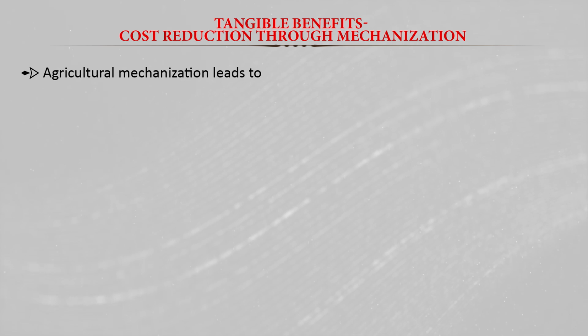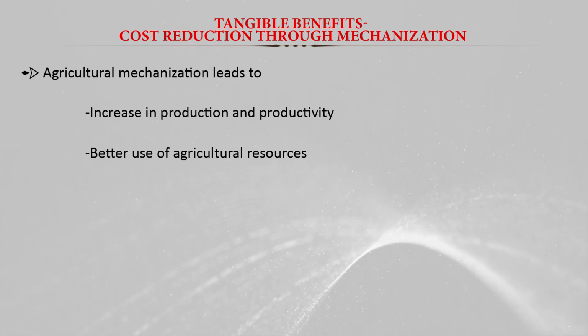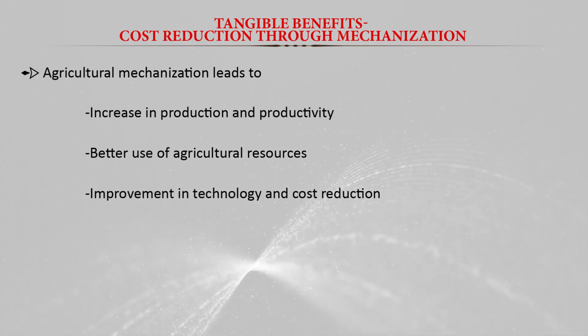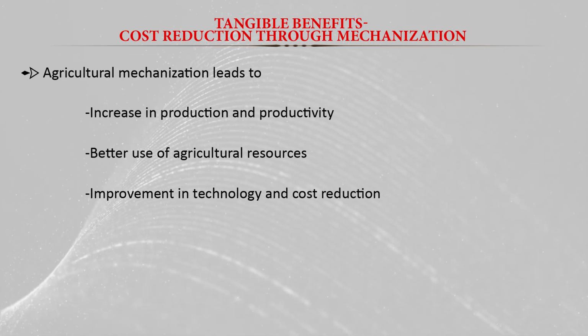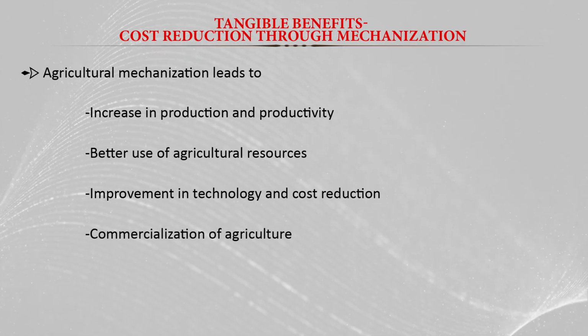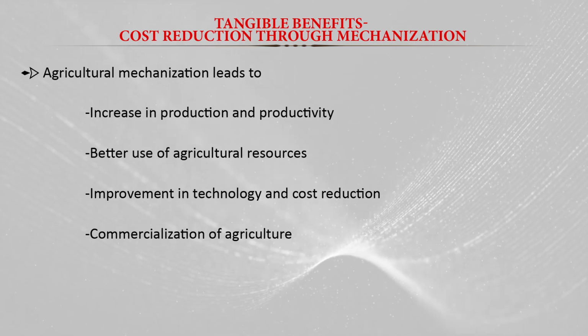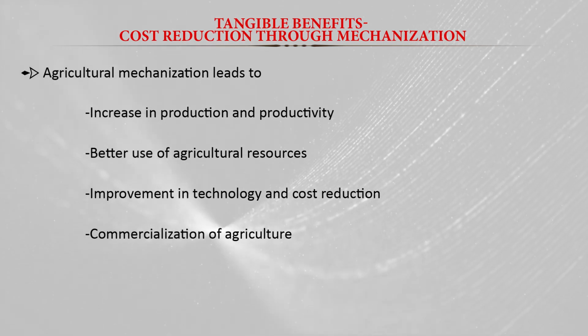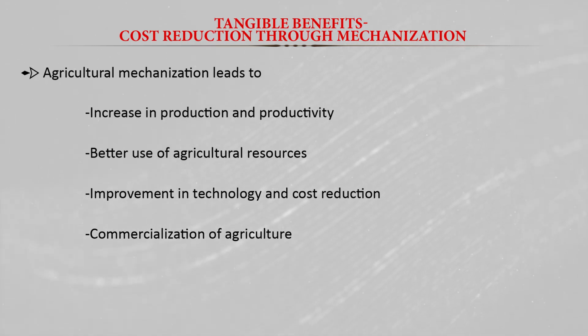Then cost reduction through mechanization is also a kind of tangible benefit. Agriculture mechanization leads to an increase in production and productivity, better use of agriculture resources, improvement in technology and cost reduction, because we can do the activity in a more efficient way with less labor cost, and it also leads to the commercialization of agriculture. So we can fetch good prices through commercial production by producing goods and services in a more efficient way.